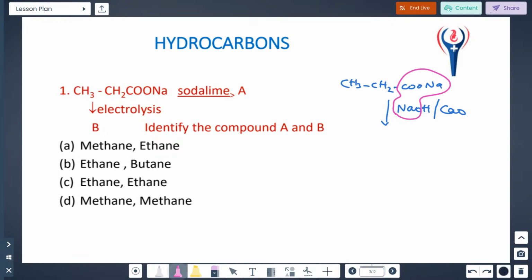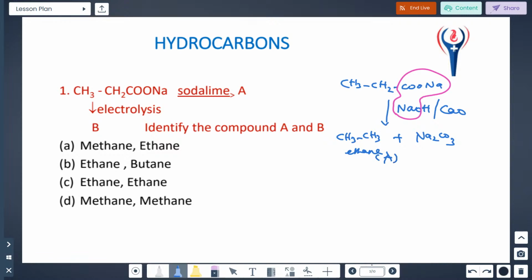So what will the product be? Sodium carbonate, Na2CO3, will be removed, plus H goes here. Now it becomes CH3CH3, so ethane is obtained. This is the first one, so A is ethane. Then the same compound undergoes electrolysis, and that is the next one.